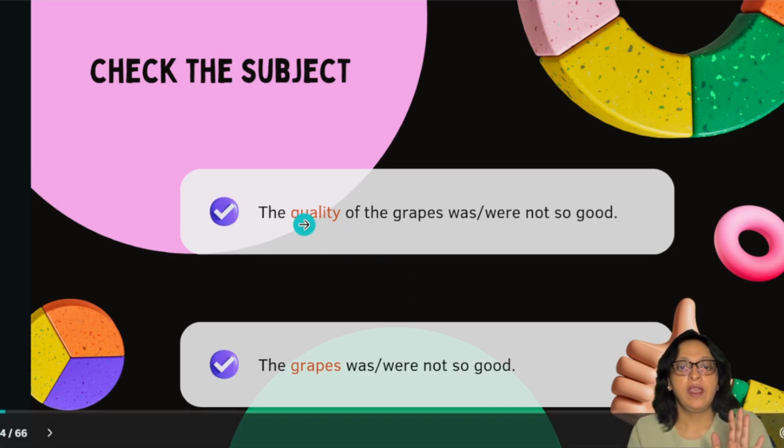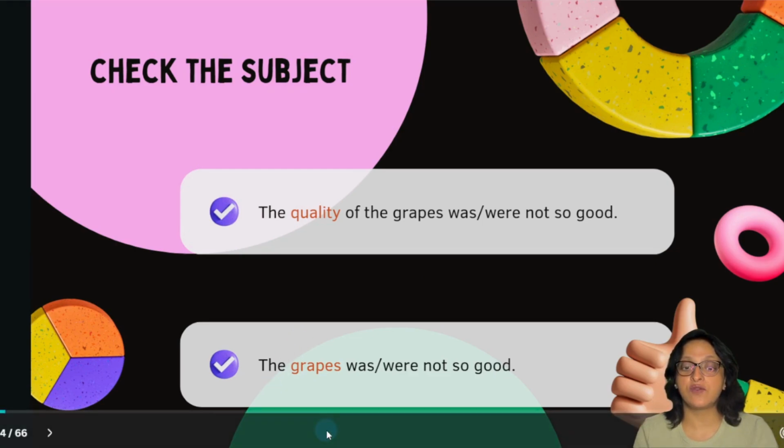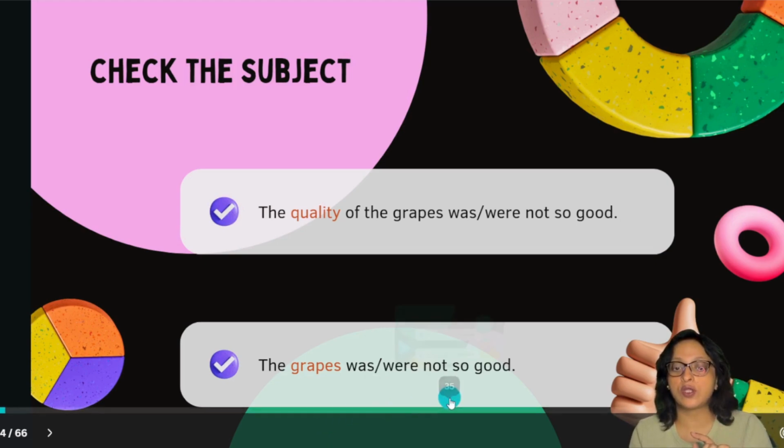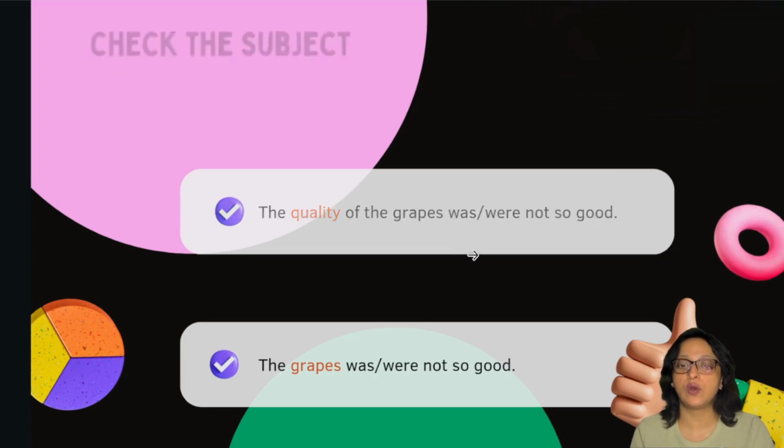How is it? Here, the quality is a singular noun. So we know a singular subject takes a singular verb. So the quality will take was. It's not going to take were. In this second sentence, we are talking about the grapes. Grapes again is a plural word. It's a plural noun. So we have to take were as a verb. So the sentence will become the grapes were not so good in this one. And in the first one, it will be the quality of the grapes was not so good.